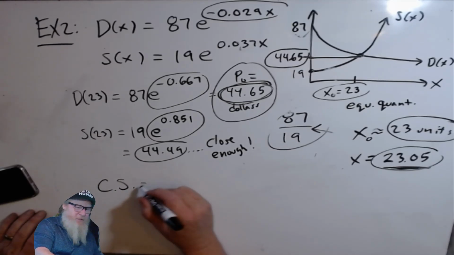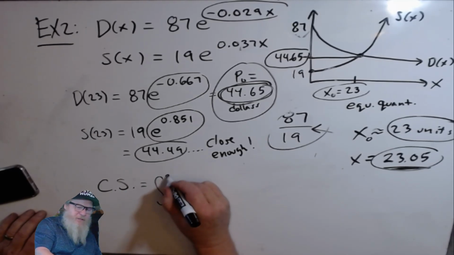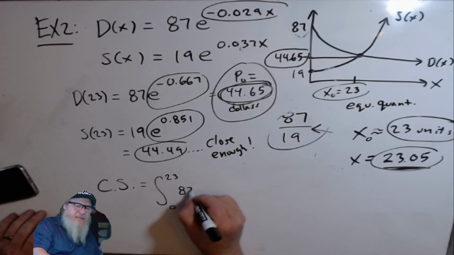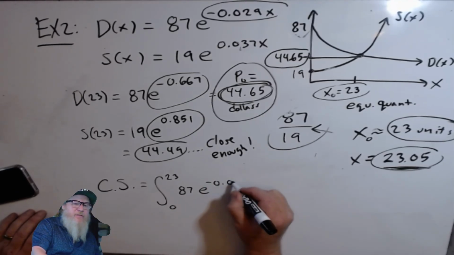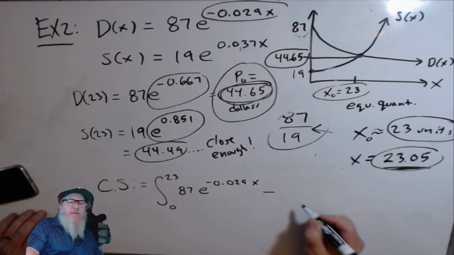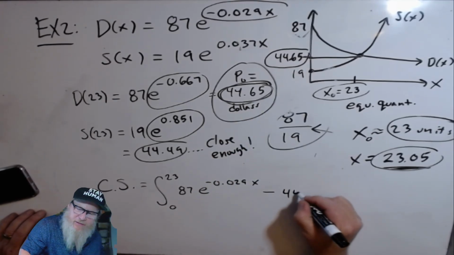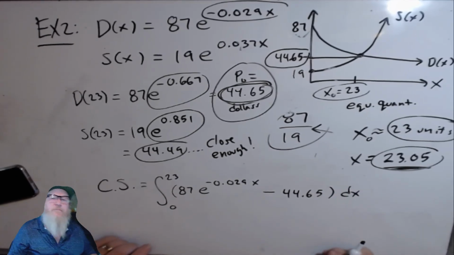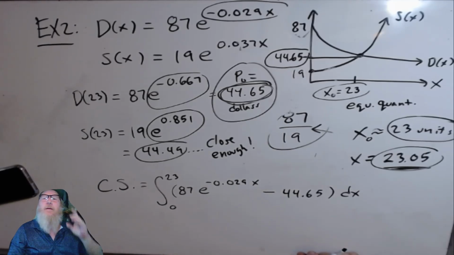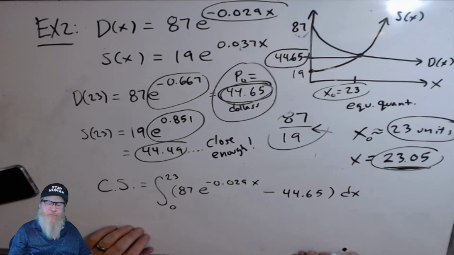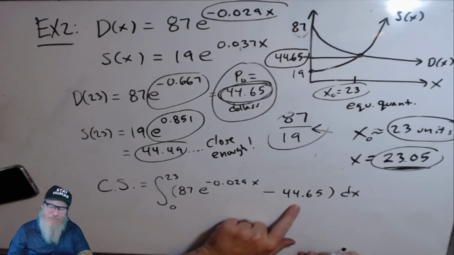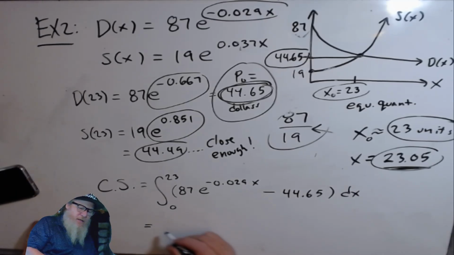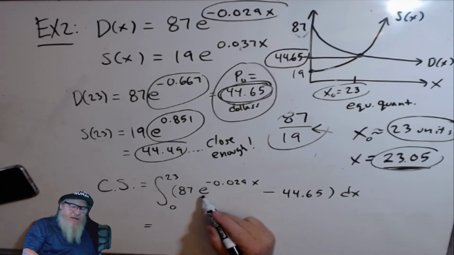CS. Consumer surplus. So we got the integral from 0 to 23 of 87 e to the negative 0.029x minus 44.65. All right. Again, I'm not happy with that, but I'm just going to go with it. So we have the 87.